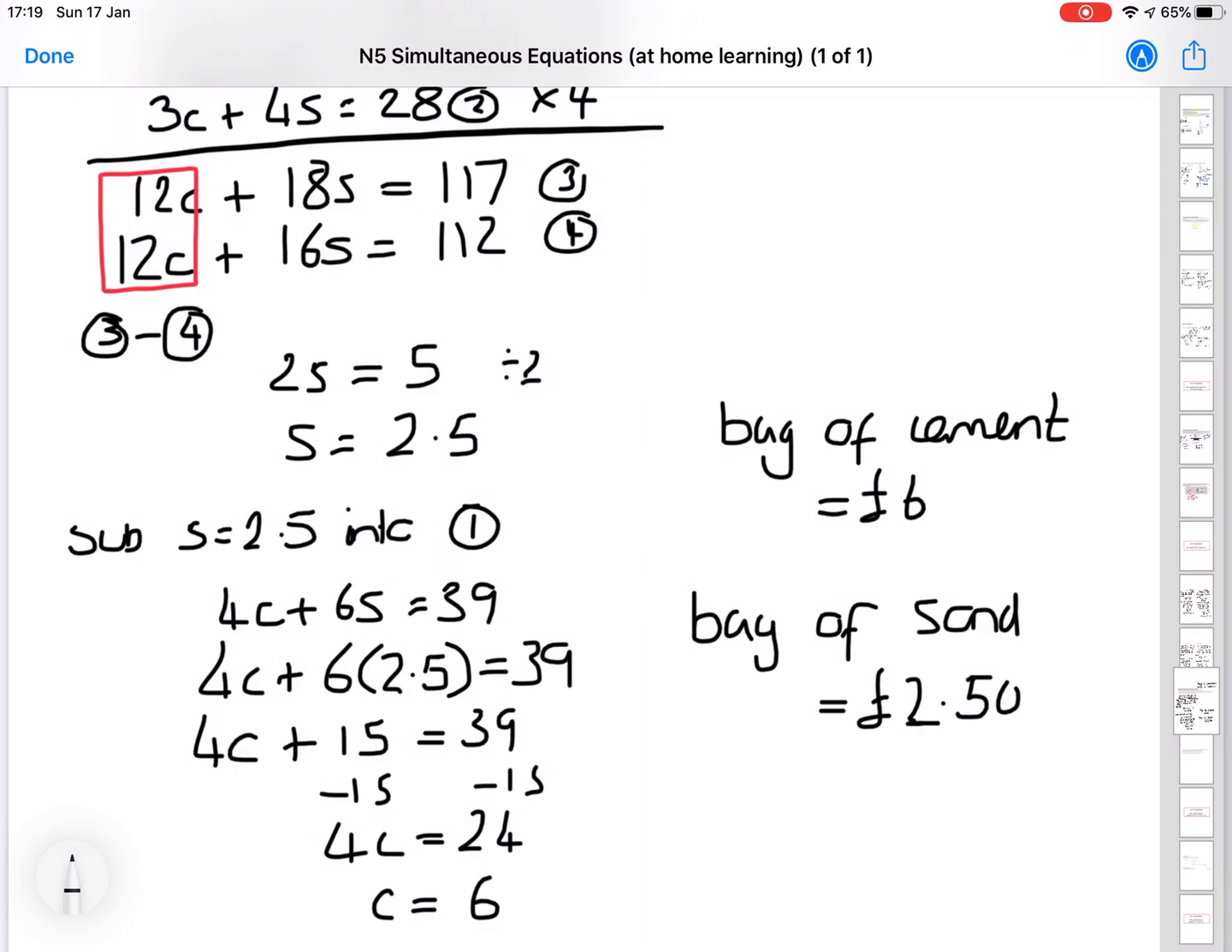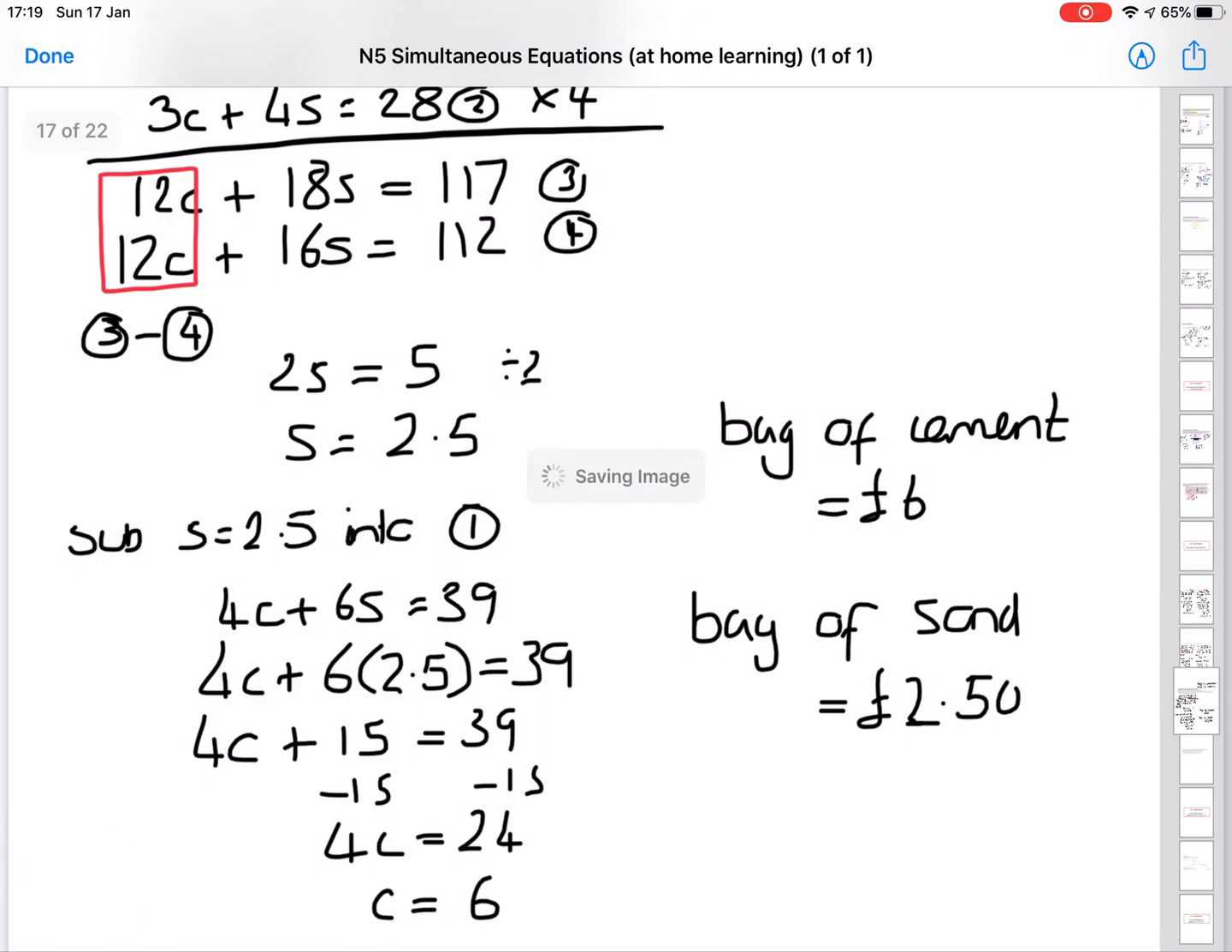Okay, so normally we would just write the two letters at the bottom, c equals, s equals, but because this question is set in a context, you must answer the question in the context it was given. So this question was about a cost, so you can't just write 2.5 and 6, we need it as a cost, so £6 and £2.50.